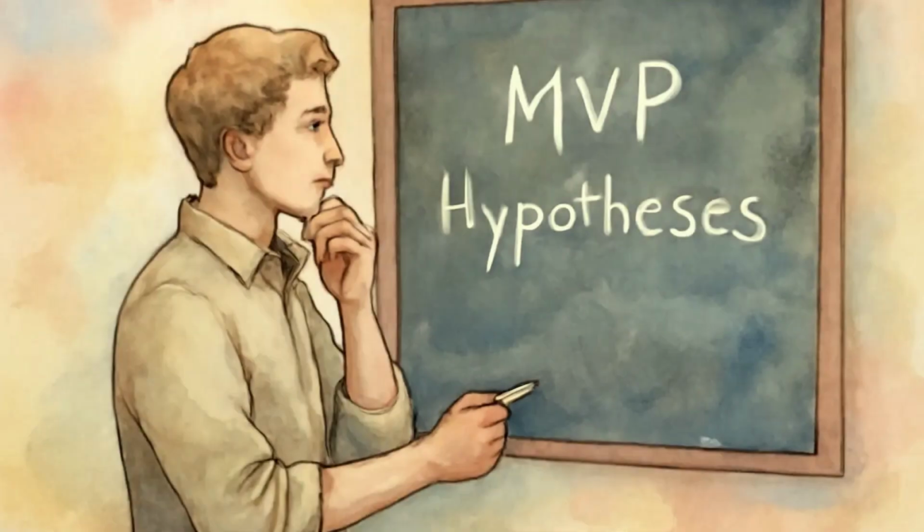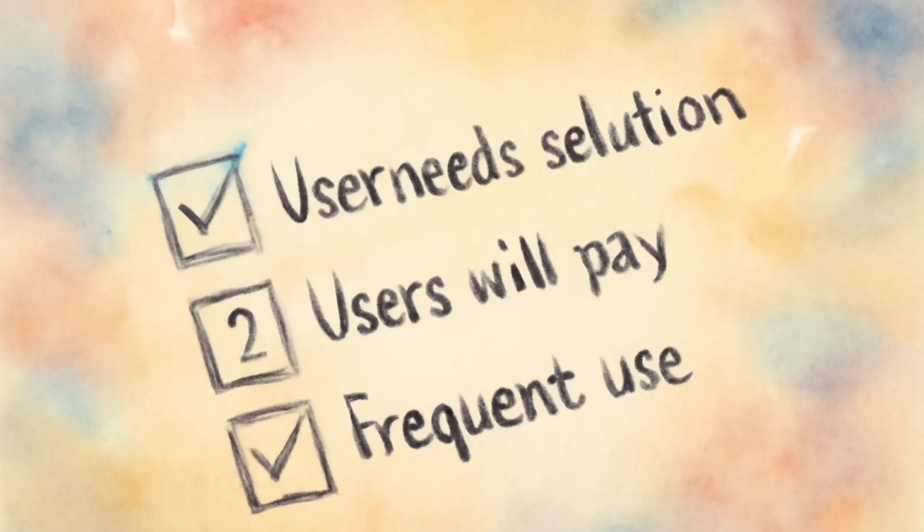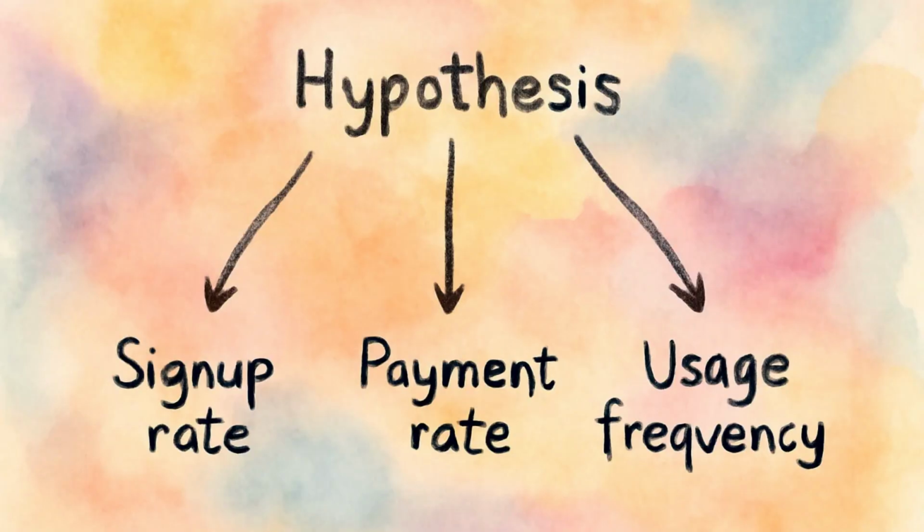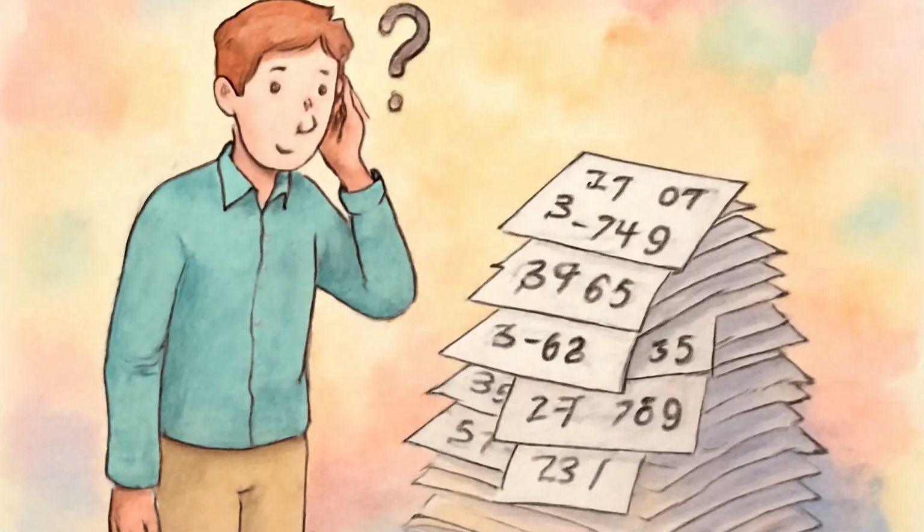Let's start with the basics. Your MVP is designed to test hypotheses. So before collecting any data, define what you're testing. Maybe you're validating that users want your solution, that they'll pay for it, or that they'll use it frequently. Each hypothesis requires specific metrics. Without clear goals, even the best data won't tell you much.